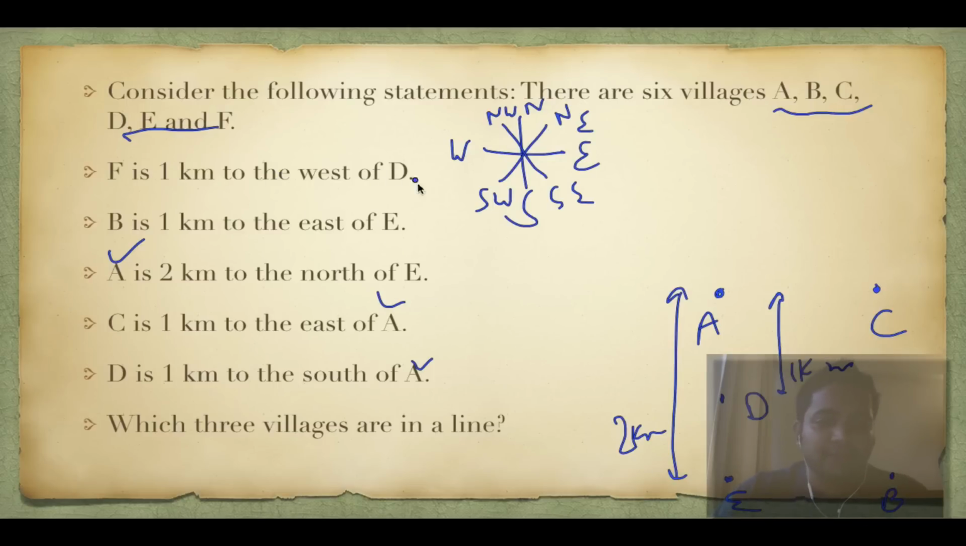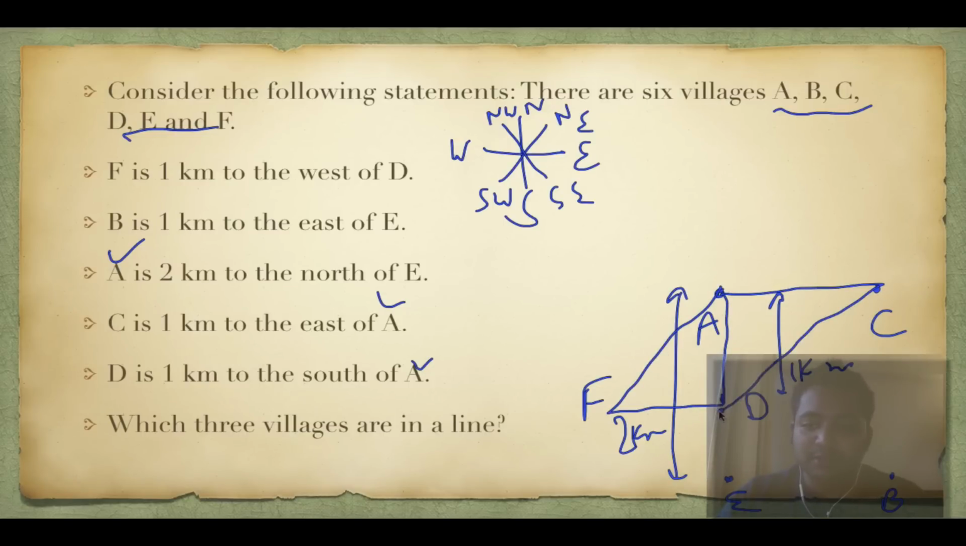And F is 1 kilometer to the west of D. So F is somewhere here. So now do whatever you want to do. It's absolutely ridiculous. Whatever they want to ask, this distance, that distance. So there can be formation of these triangles, if you can see them, or various distances, as you already know them. They can ask any questions now.